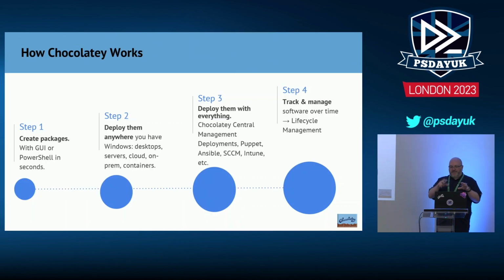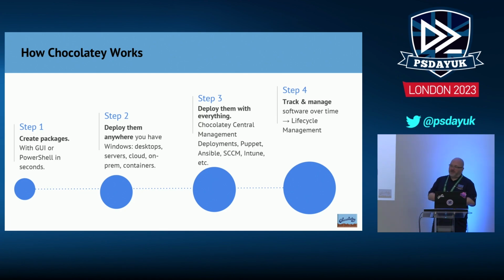So this is breaking down how Chocolatey works into 4 steps. You create the package. You can either do that with a GUI or you can use PowerShell, do it manually. We'll talk about the GUI later on. You deploy it anywhere you have Windows. We've got desktop, servers, really important, that you can deploy Chocolatey onto servers, cloud, on-prem, containers, whatever Windows is, you can deploy Chocolatey packages onto there. And you deploy it with everything. Chocolatey integrates with many, many, many tools.